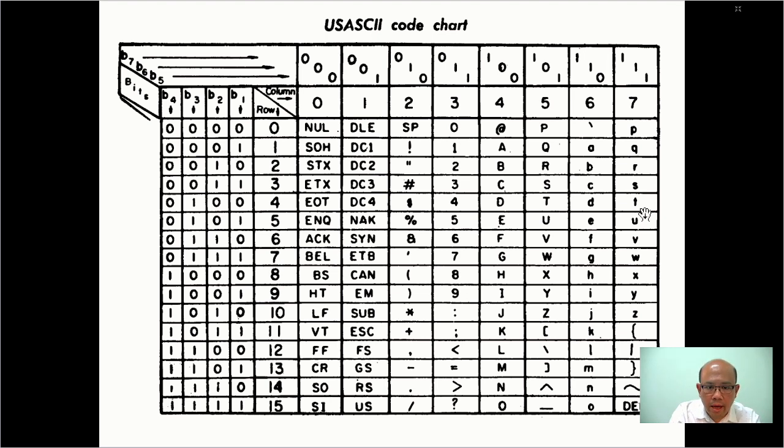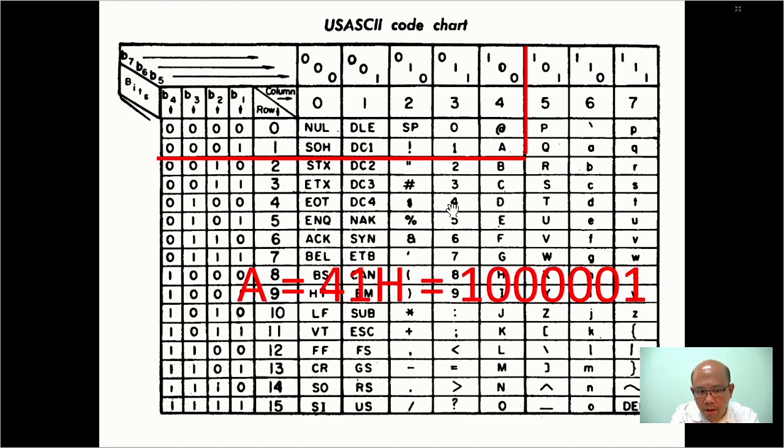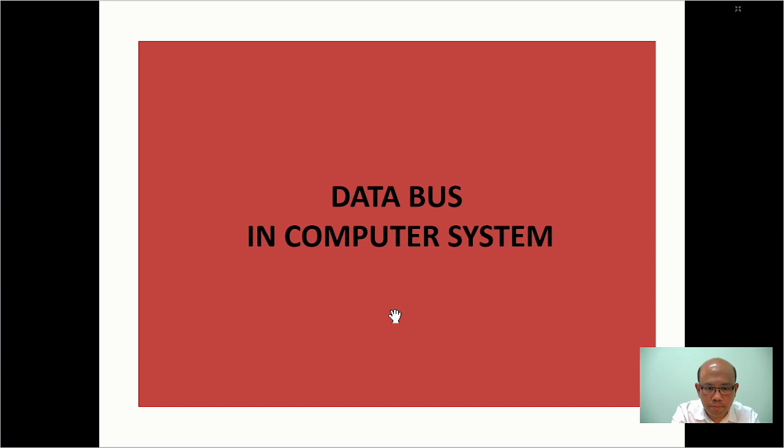Okay, you can change from binary to ASCII by using these tables. For example, I convert the capital letter A. Capital letter A is 41H. Here this is 01000001. This is 41H.